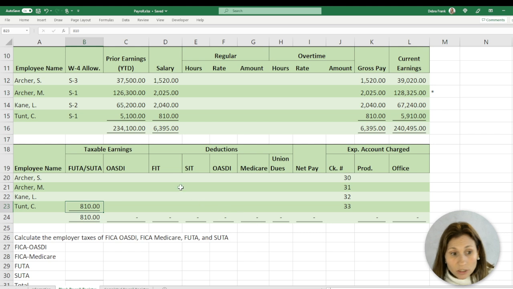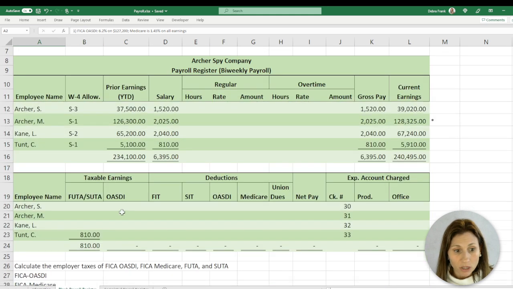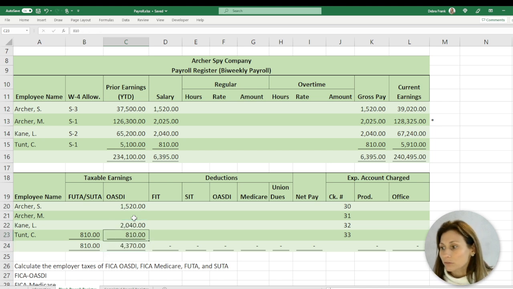So that's good. Now we're going to complete the OASDI. I had starred as a reminder that we'll have to pay attention to Archer M, but everybody else, they're all under that 127,200. All right, that's in assumption one. So let's go ahead and plug in everybody's, and we'll look at Archer M in a second. We'll skip them for now because we'll talk about them in a second, and then we have 810. So everybody else, the full amount.